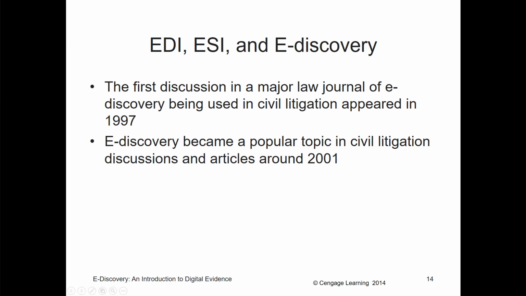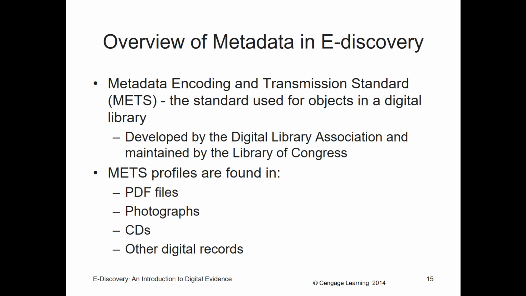Moving on, the first discussion in a major law journal of e-discovery being used in civil litigation appeared in 1997. E-discovery became a more popular topic in civil litigation discussions around 2001. Metadata Encoding and Transmission Standards, METS, is the standard for use for objects in digital libraries.